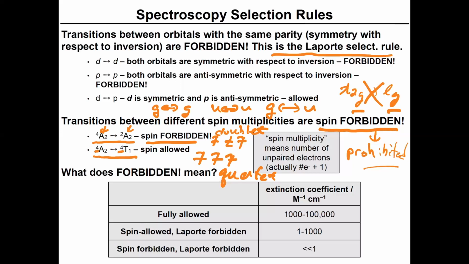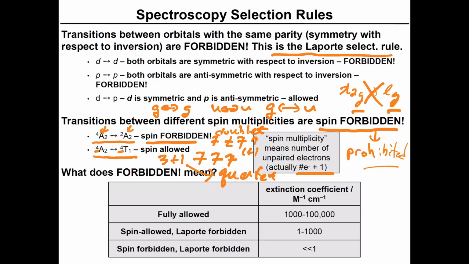And remember, spin multiplicity in the simplest form is really the number of unpaired electrons plus 1. So obviously here, 1 plus 1 gives you 2, which is a doublet. And then down here, 3 plus 1 is 4. That gives you a quartet.